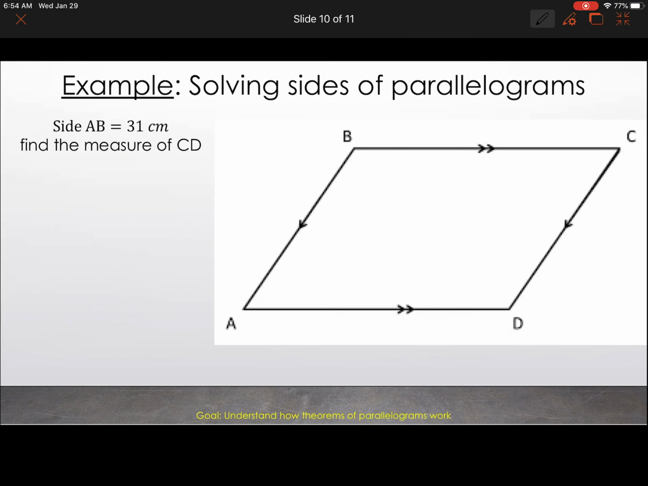Okay, solving sides. So side AB is 31. Find the measure of CD. Well, that's easy. We know those sides are parallel. They're parallel, but they're also the same length. So I know it's 31 centimeters. That's an easy one.